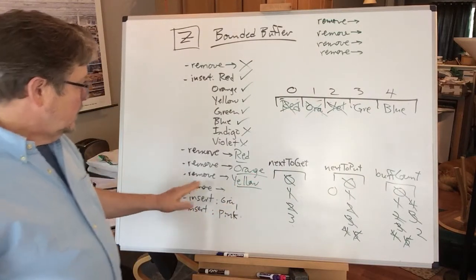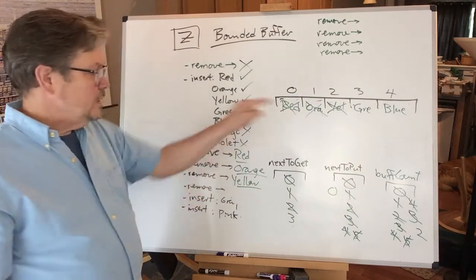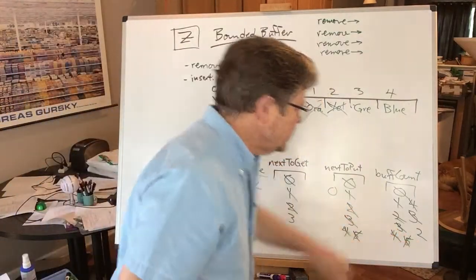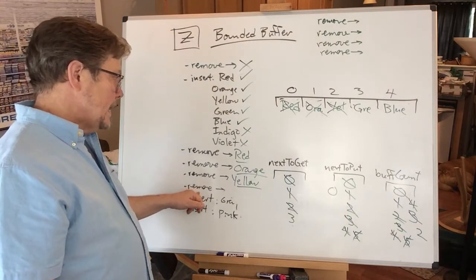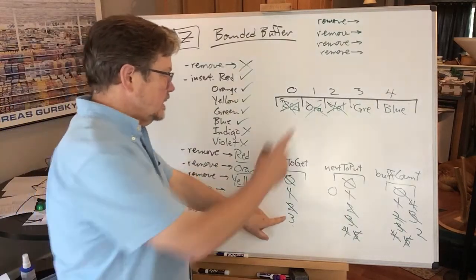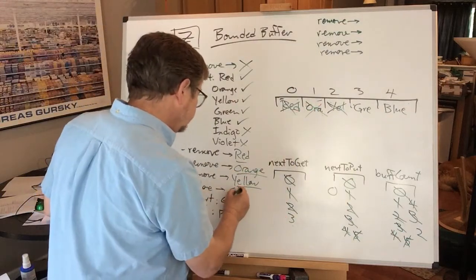Try that again. Can we successfully do a remove? Yes, we can. Buff count says there are 2 things in there. So let's go. We're in business. Where are we going to get it? We're going to get it from next to get. That's slot 3. That's going to be green.